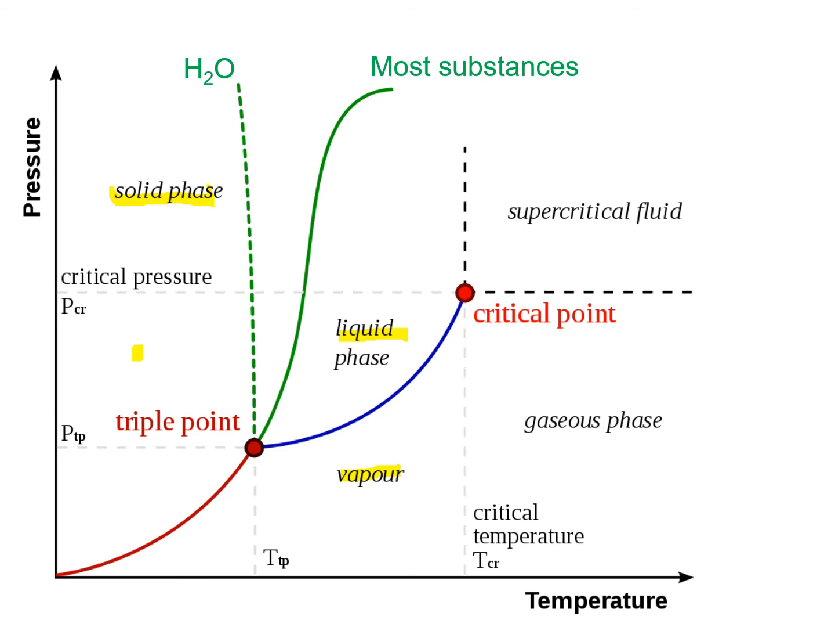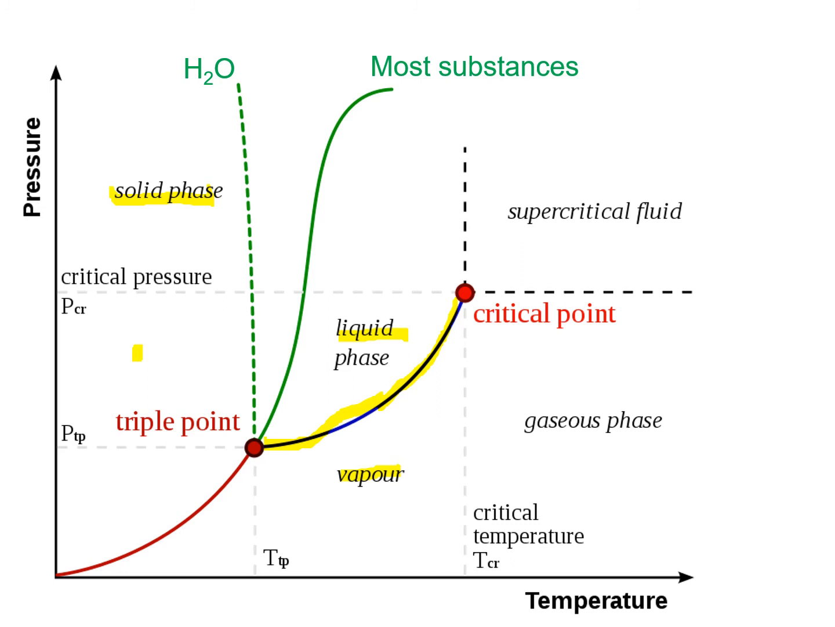And then you have these lines. So for example, the blue line represents the vaporization curve. So for each combination of pressure and temperature that corresponds to a point on this line, you have the coexistence of the liquid and the vapor phase. On the green line, you would have the coexistence of the solid and the liquid phase, and on the red line, you would have the coexistence of the solid and the vapor phase.